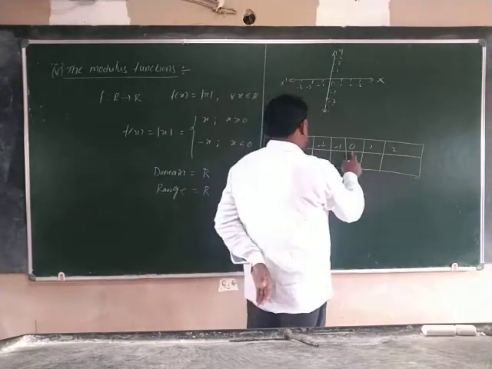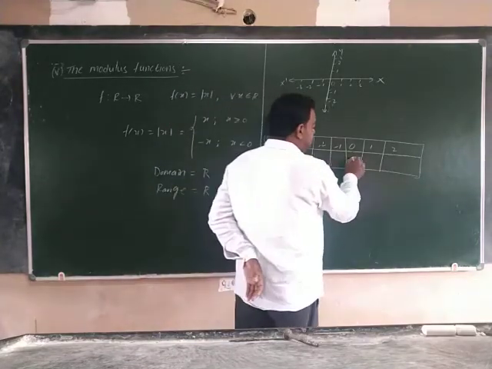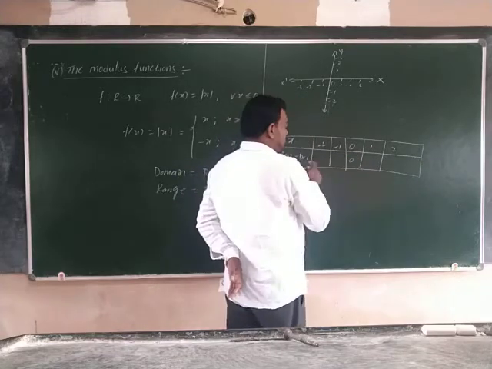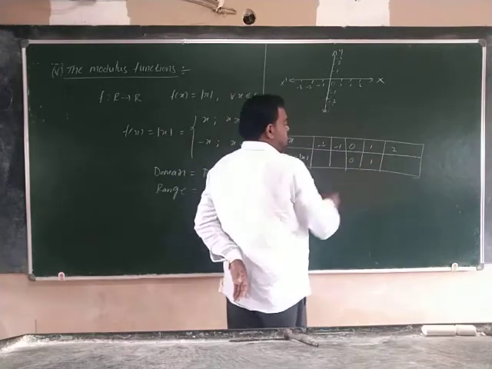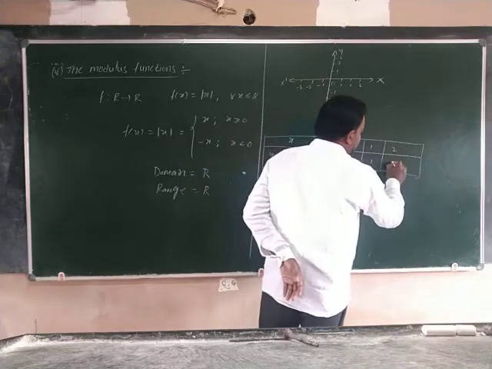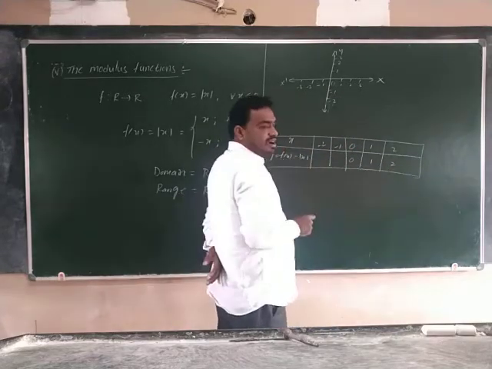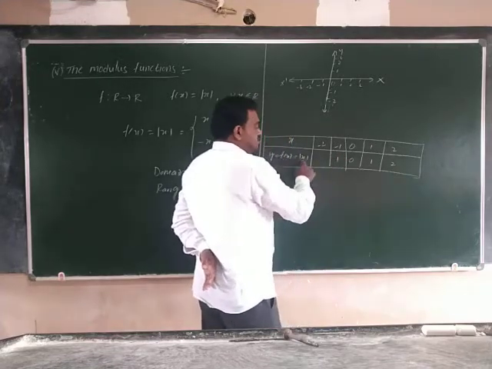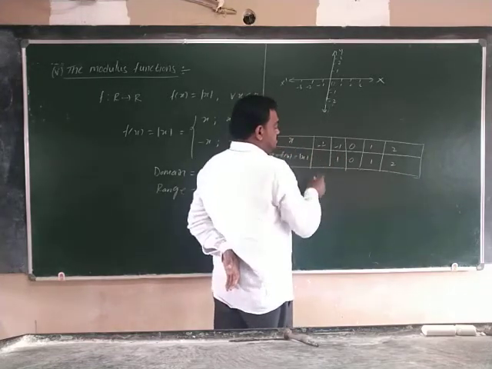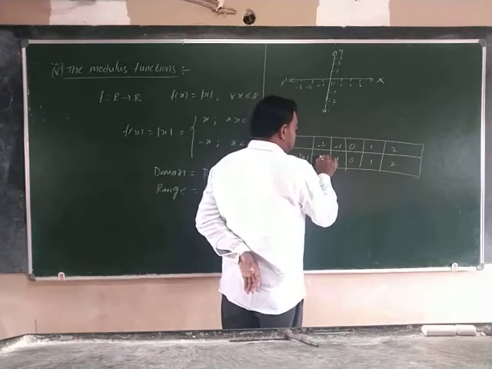See, when x is equal to 0, mod 0 is equal to 0. When x is equal to 1, mod 1 is equal to 1. When x is equal to 2, mod 2 is equal to 2. When x is equal to -1, modulus of -1 is equal to +1. When x is equal to -2, modulus of -2 is equal to 2.